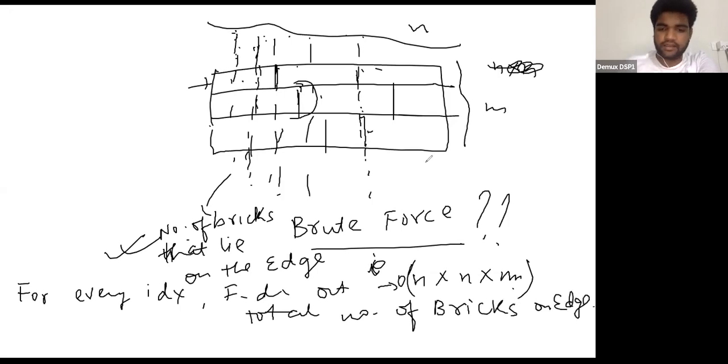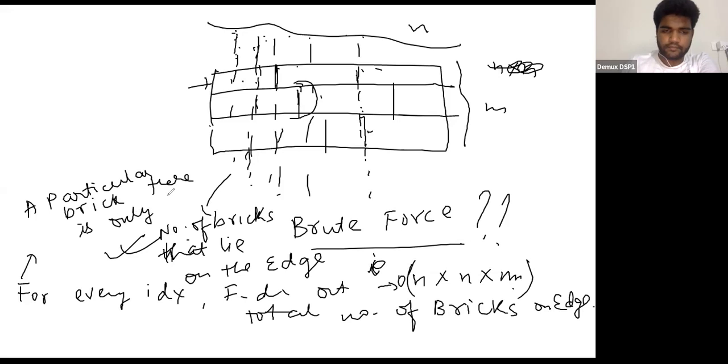Now let's look at another observation here. Another observation that you can see is that for a particular brick, there is only one edge. So one brick is exactly at one edge, right? It is not at any other edge. So can you use this observation to optimize this?